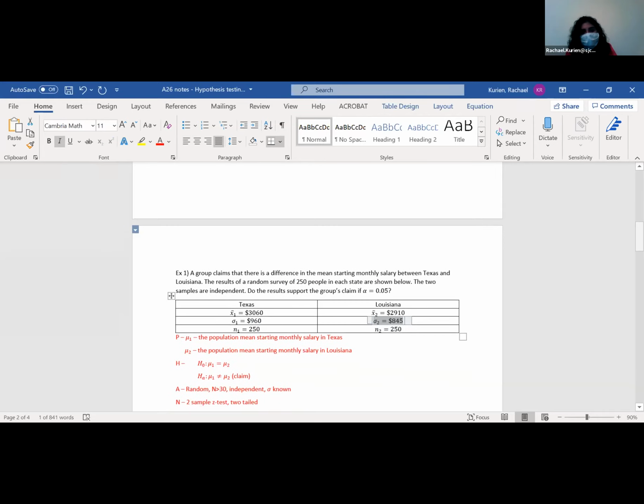All right, so with those assumptions, we have a 2-sample z-test. So before you had 1 sample and now you have 2 samples. And because we're not equals, it is 2-tailed. All right, now to the fun stuff.